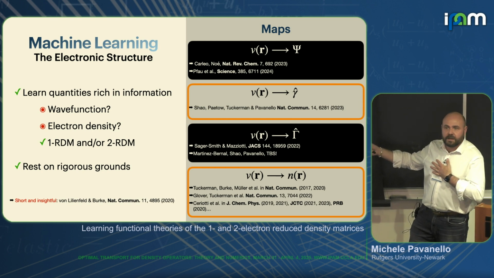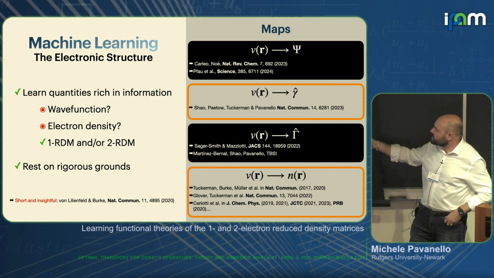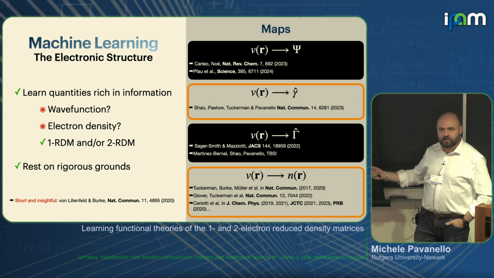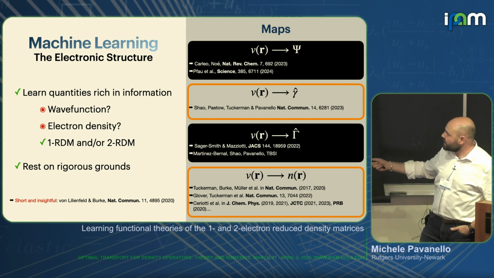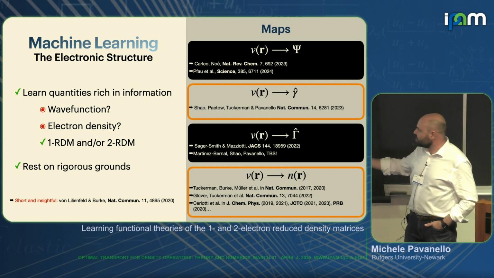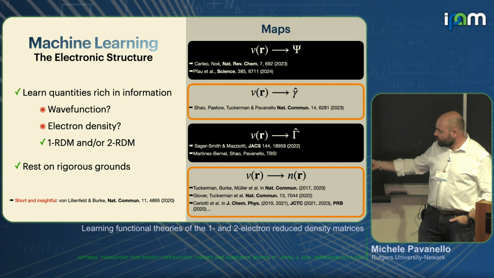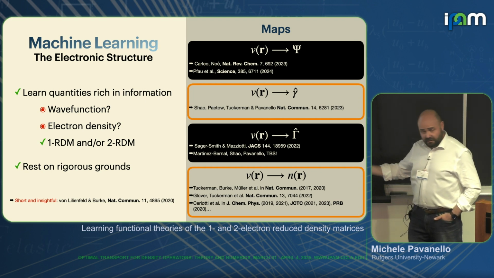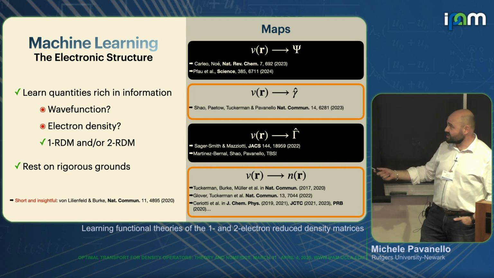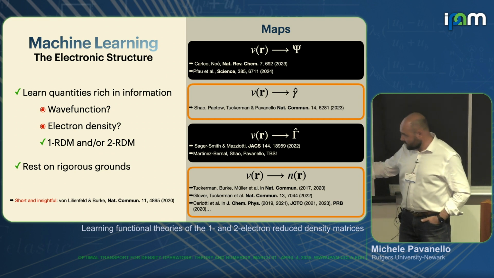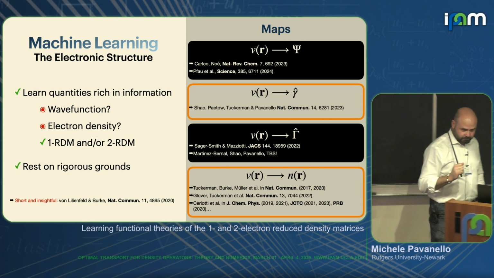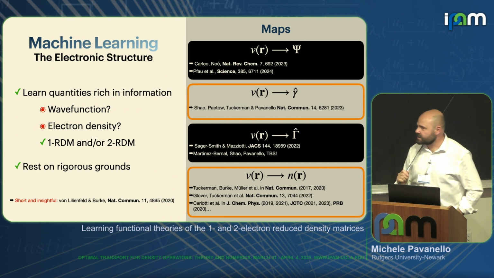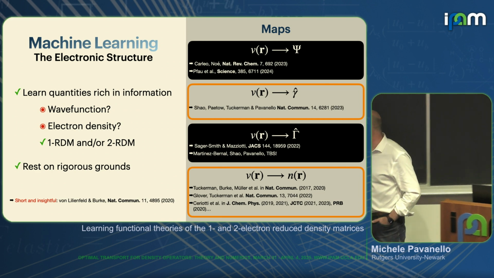What I thought would be the best way to go about this is to learn the 1 RDM, or even maybe learn the 2 RDM, if that is a possibility. For the 1 RDM, we have some published results. For the 2 RDM, we're still working. But the field is not static. There are people working on it, particularly Mazziotti. I apologize, I use the Italian pronunciation of his name.